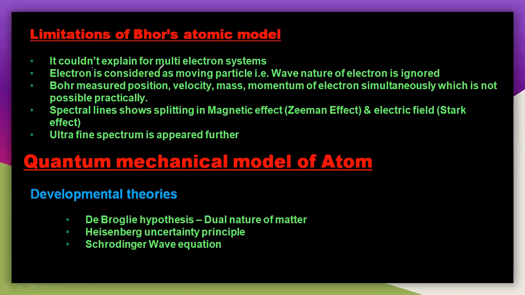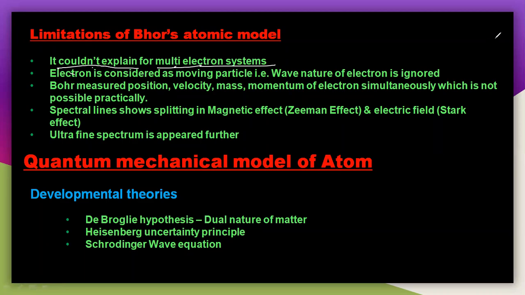Now see here the limitations of Bohr atomic model. So we will understand the Bohr's atomic model here. So limitations of Bohr atomic model here. So here it couldn't explain the multi-electron system here. So multi-electron systems were not explained at all. Electron is considered as a moving particle. The wave nature was not explained completely at all.